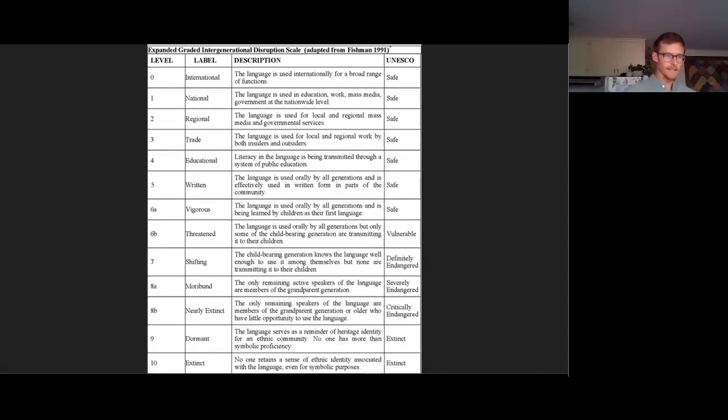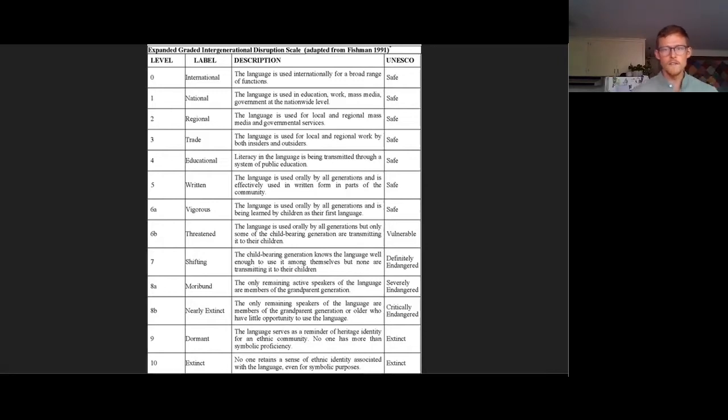There's a basic kind of scale you can look at that says safe, something like here on the right, the UNESCO scale: safe, vulnerable, definitely endangered, severely endangered, and then extinct. There's no more speakers, right? And we can break down the levels a lot more than that. So this scale that's here on the screen right now is the expanded graded intergenerational disruption scale, also known as EGIDS, which is used by Ethnologue, which is one of the main language databases that keeps track of language vitality.